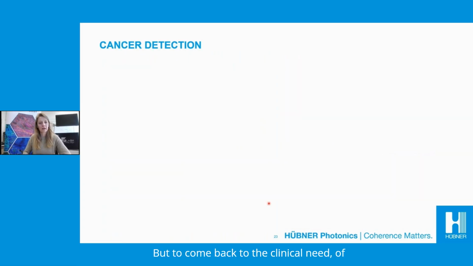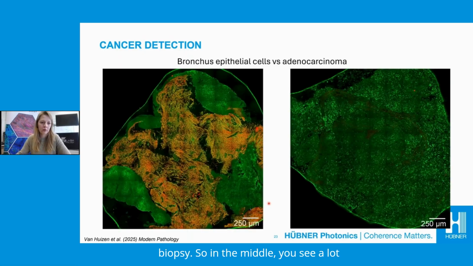But to come back to the clinical need, of course, it's important that we can make a diagnosis. So now I will show you an example of cancer detection. At the left side, you see a normal bronchus biopsy. In the middle, you see a lot of connective tissue shown by second harmonic generation in red. And in the outer edges, you see in green the cellular structures. So this is how a normal bronchus would look.